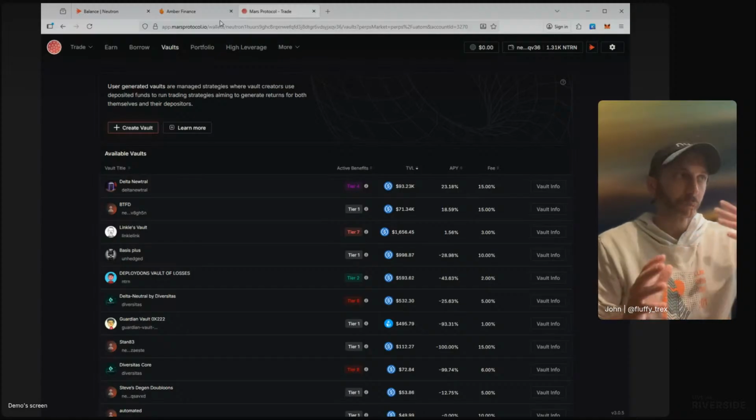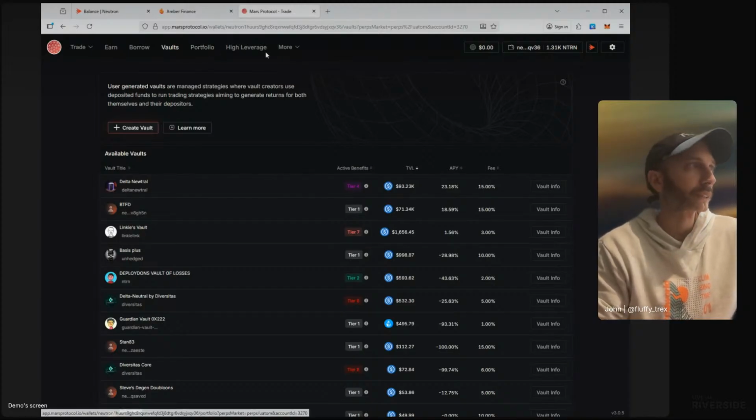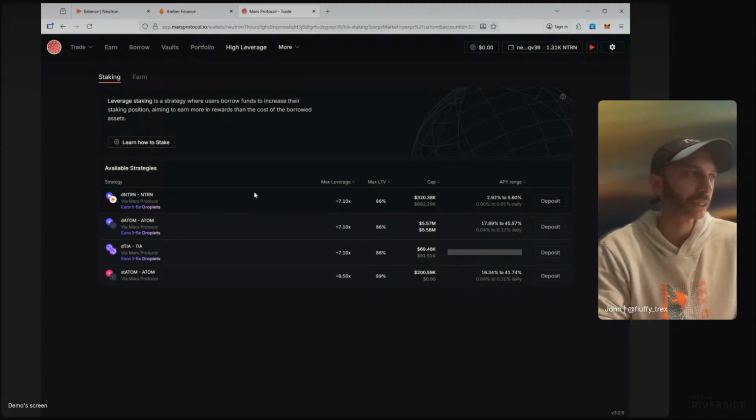And so on Neutron, this has already been unlocked. This strategy has been enabled for a few different tokens, namely dATOM and Neutron, and you can do it for TIA also, but I want to talk about Neutron and dATOM because they have two different cases that I think are interesting to talk about.